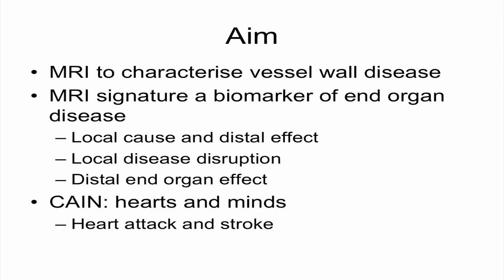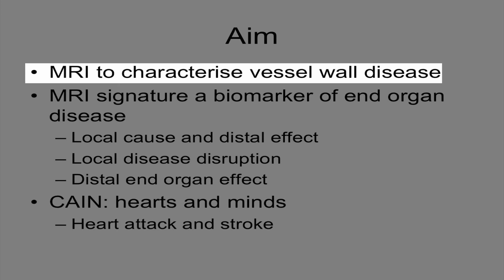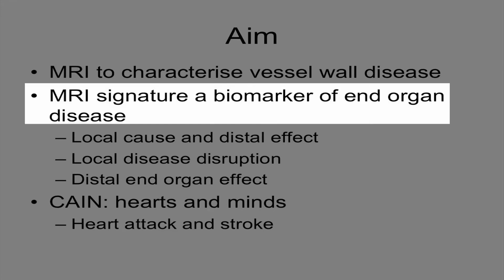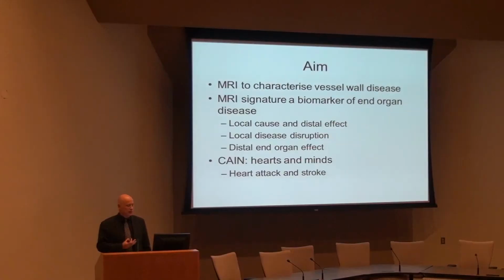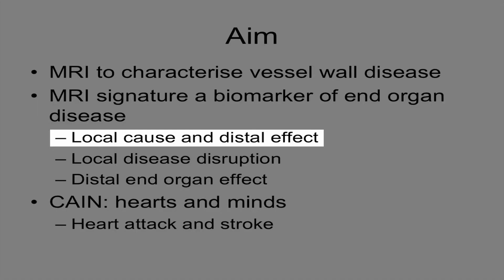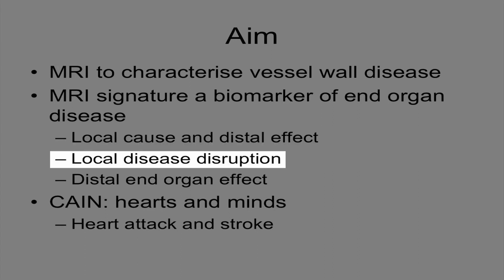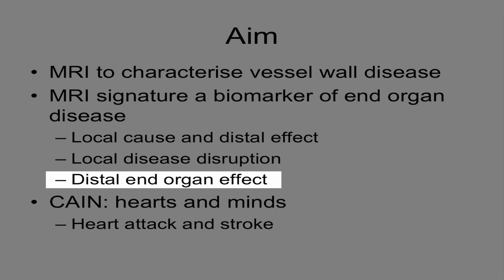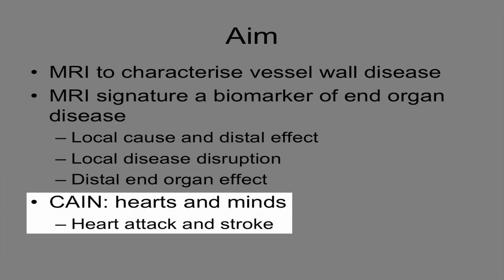The aim of this talk is to look at MRI and how it can characterize vessel wall disease. As we've heard from Jean-Claude, we're looking for signatures within these images, MRI specifically, as biomarkers of end organ disease, looking at the local cause of a distal effect, trying to detect that local disruption and the end organ effect at the same time. And Kane, looking at hearts and minds, obviously is looking at heart attack and stroke.